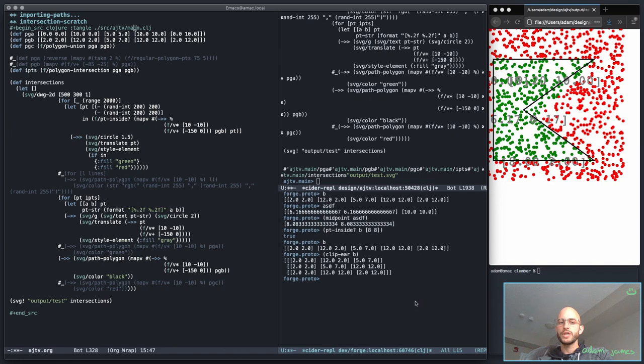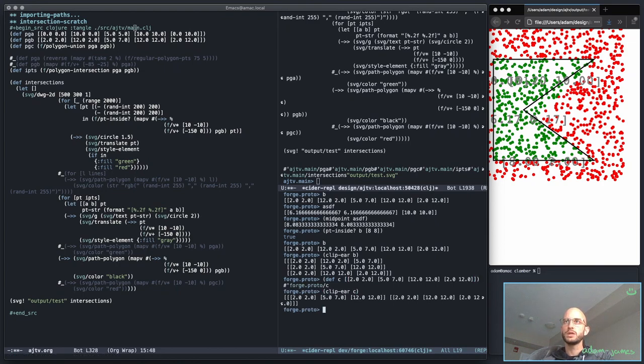If I make some new shape, def C, that is just mostly B, except it doesn't have the second point here, 12, 2. If I clip ear C, does it make the right triangles? 2, 2, 5, 7, 12, 12. No, it does not. Okay.